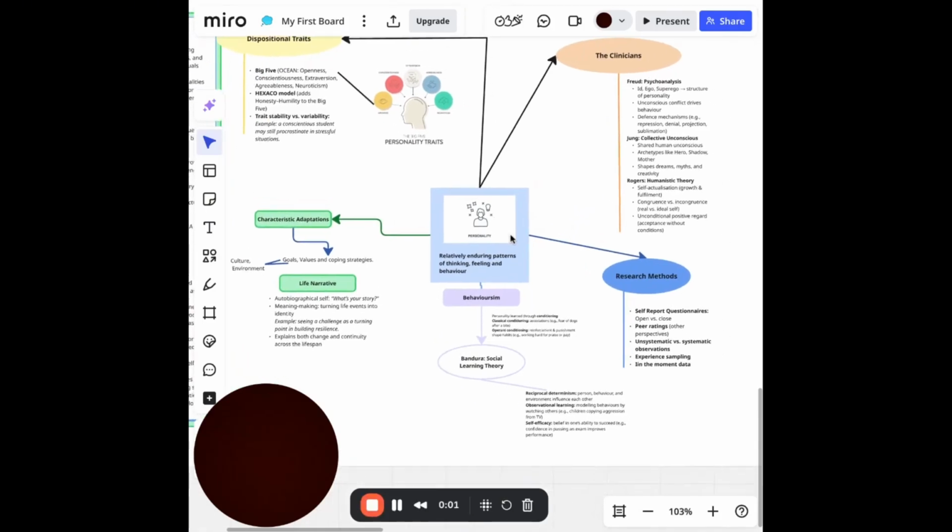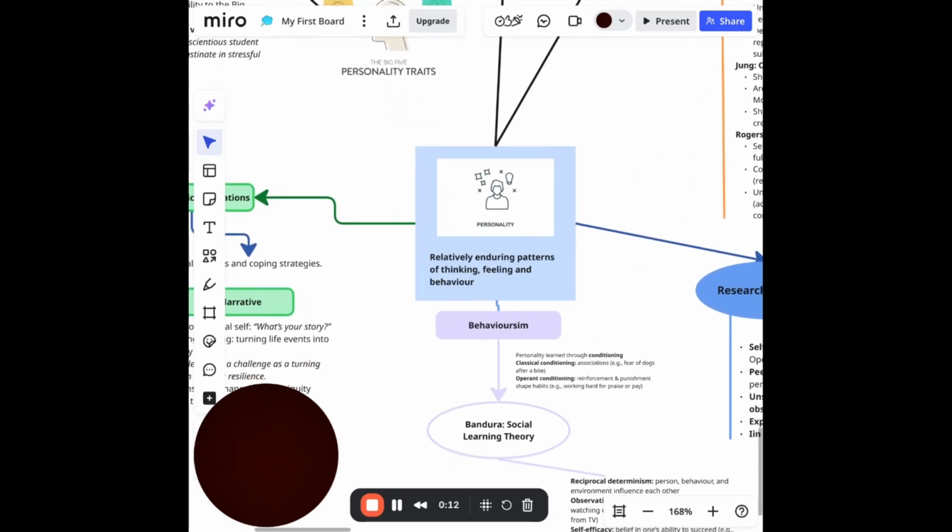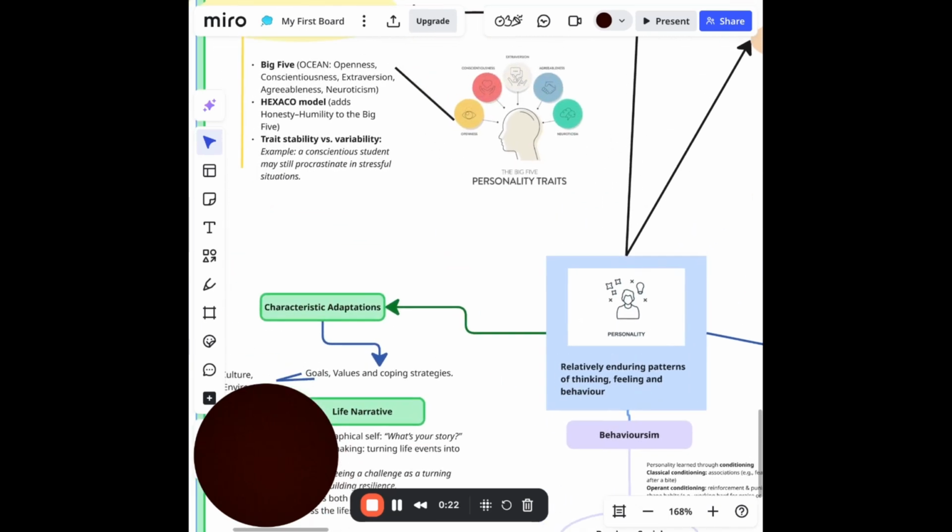Okay, so this mind map gives us a simplified overview of personality by focusing on 10 key concepts that bring together major theories and research methods. So at the center, we've got personality, which we define as enduring patterns of thoughts, feelings, and behaviors that make each one of us unique. Personality explains why we're fairly consistent across time, but also why we can still differ from one another.